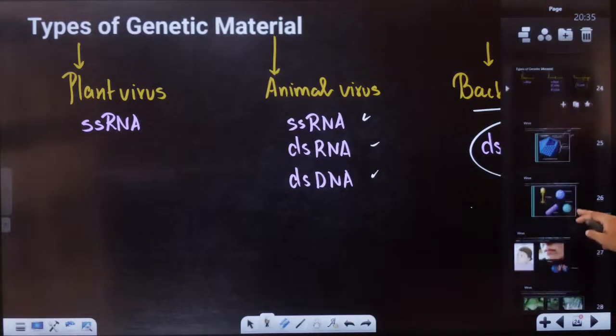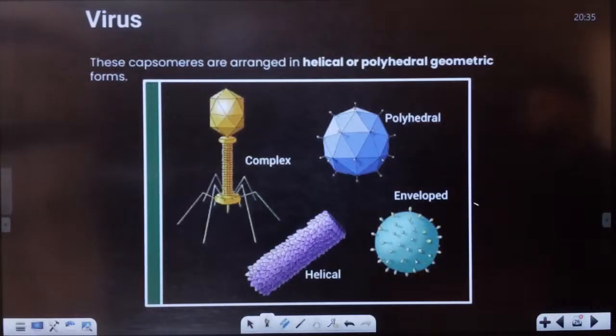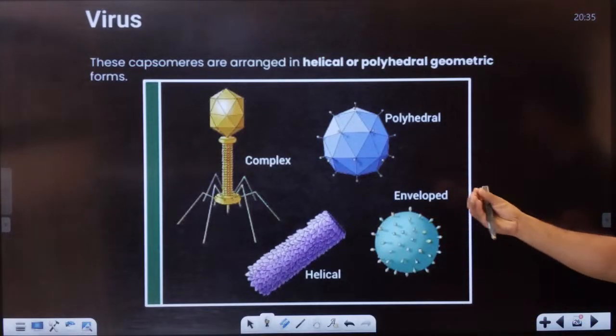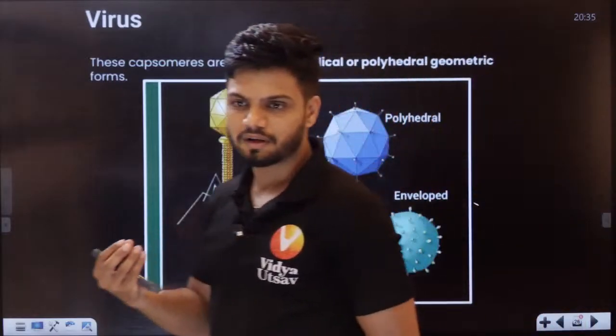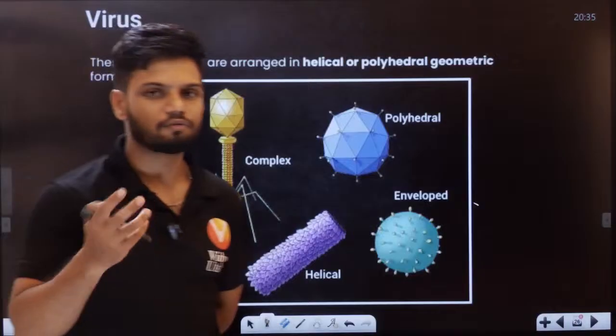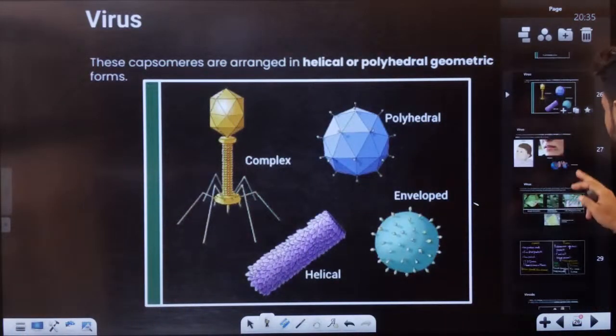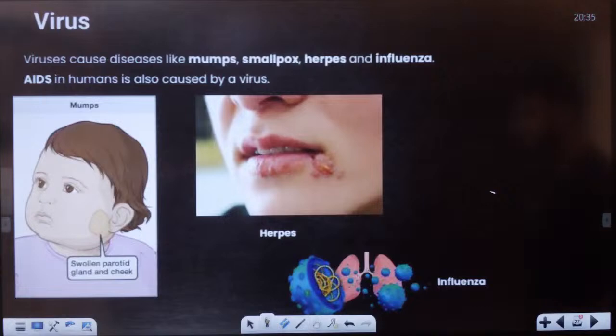Look at different shapes here. Capsomeres are arranged in helical, polyhedral, geometric forms, and an envelope. This was your COVID type here. Then you have helical also. So viruses have different shapes, students, looking like a spider, exactly. Virus is actually very dangerous, students. It can cause herpes, mumps, influenza.